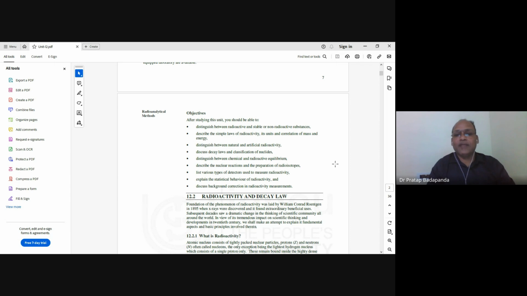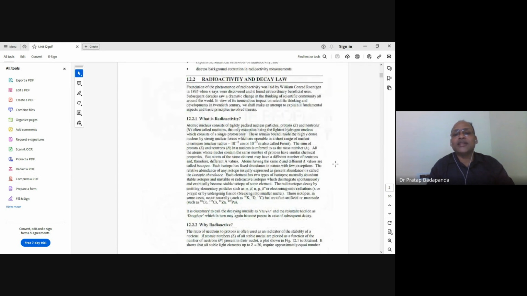Discuss the decay law and the classification of nuclides. Distinguish between chemical and radioactive equilibrium. Describe the nuclear reaction and the preparation of radioisotopes. List various detectors used to measure radioactivity. Explain the statistical behavior of radioactivity, and finally, discuss background correction in radioactivity measurement.